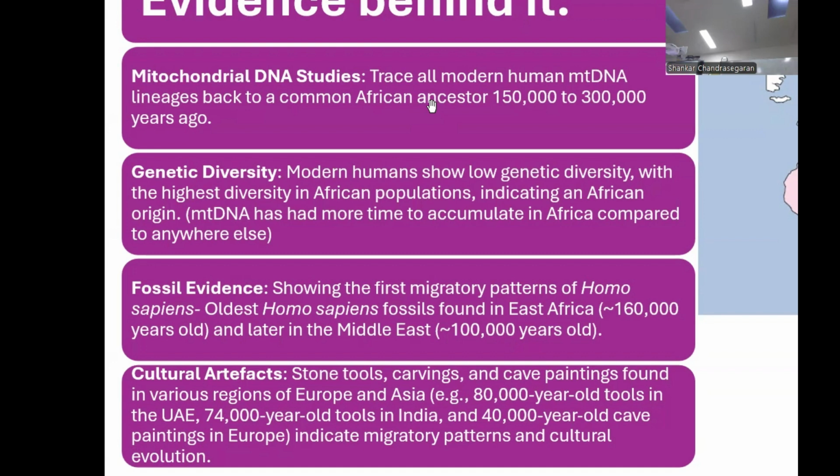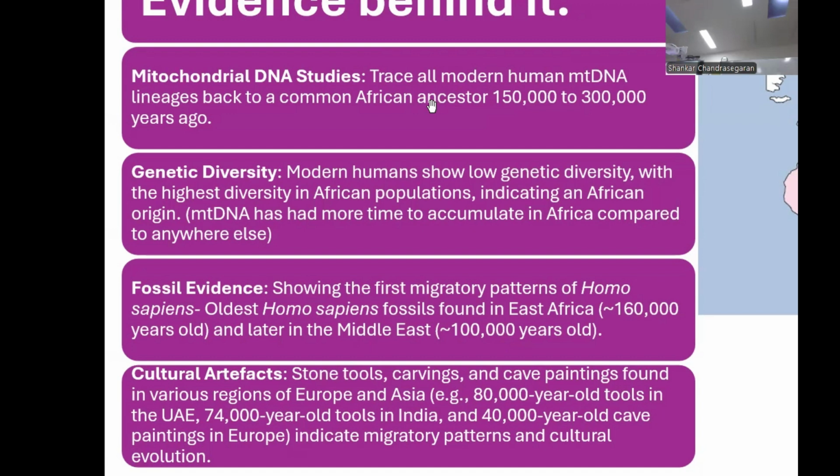The second one is the genetic diversity that we can find when it comes to mitochondrial DNA as well. So first of all, modern humans all around the earth show very low genetic diversity when it comes to mitochondrial DNA. So in the sense of, remember how I said that mitochondrial DNA has a high rate of mutation? So that high rate of mutation can only happen if enough time has passed through, right?